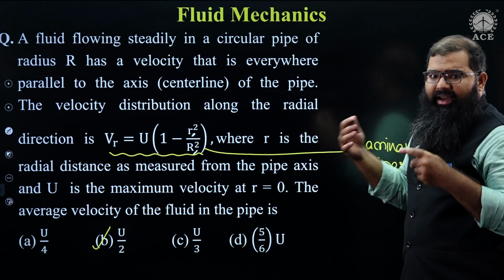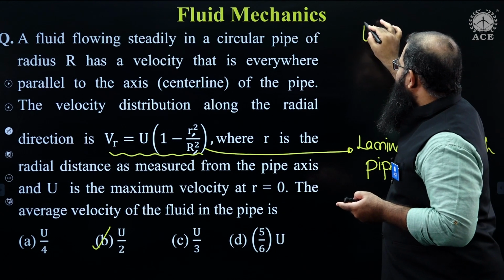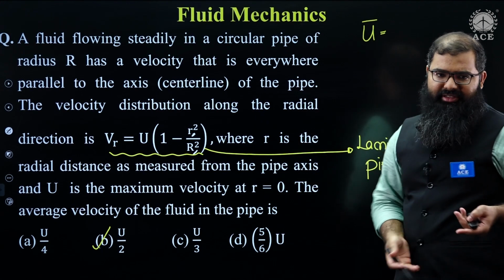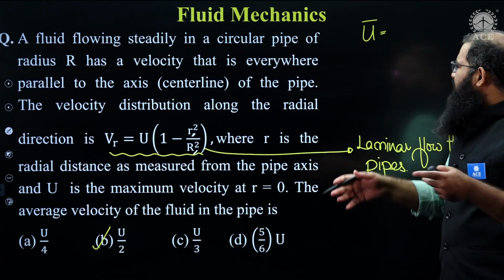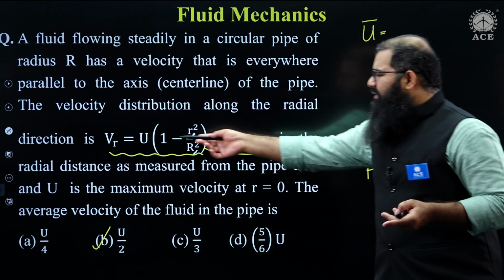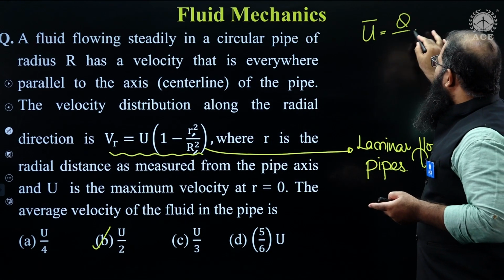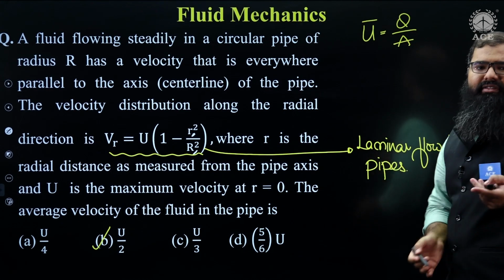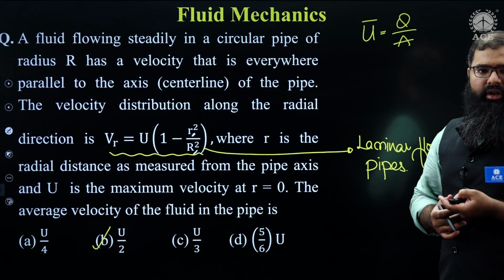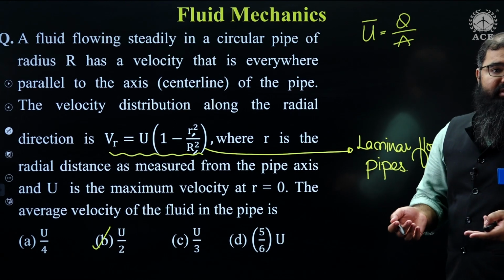The conventional method is, whenever you want to find the average velocity, let us say I'm using U bar for average velocity. We can use V, we can use U bar also over here. I'm not preferring V because you have taken V for something already over here. The value of U bar is equal to discharge upon area. But the problem is, how do I get the value of discharge?